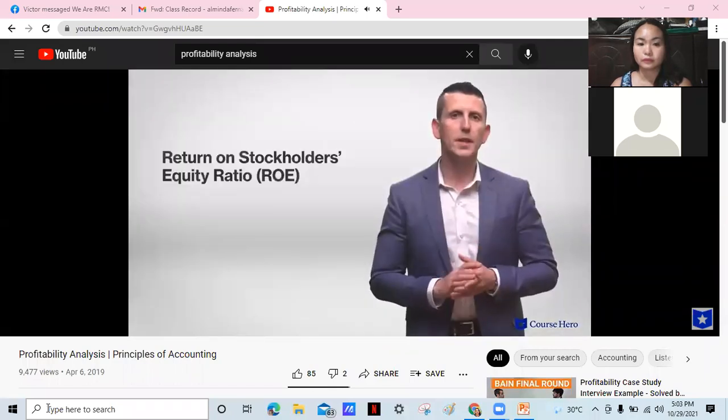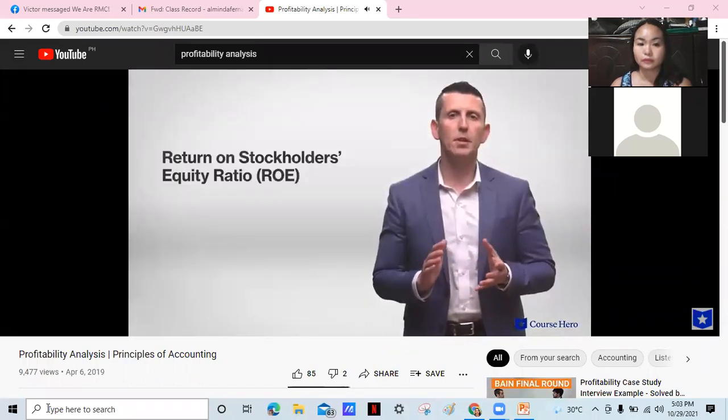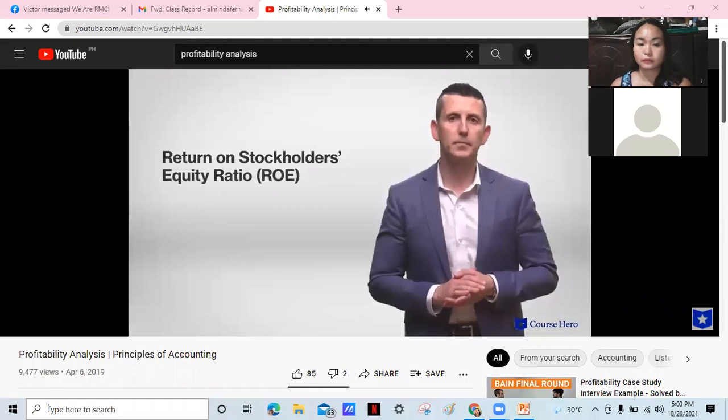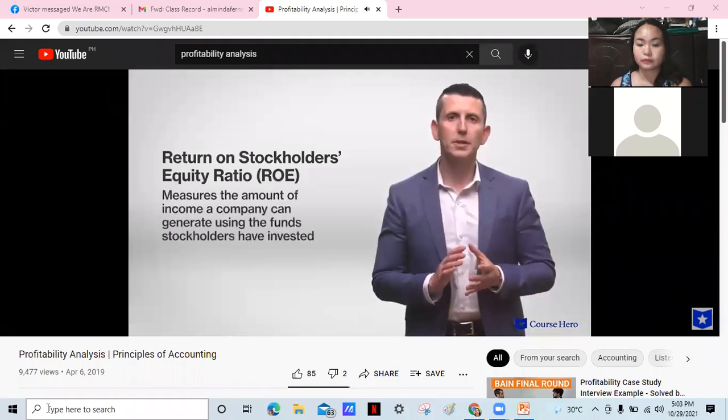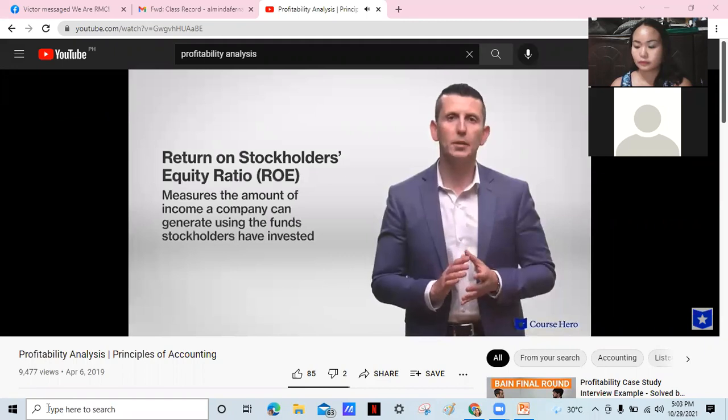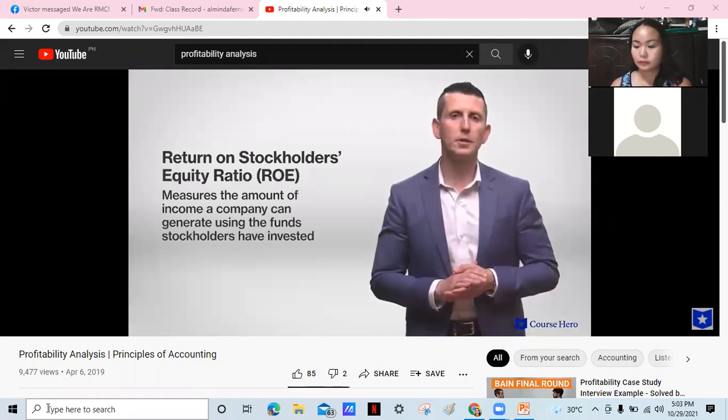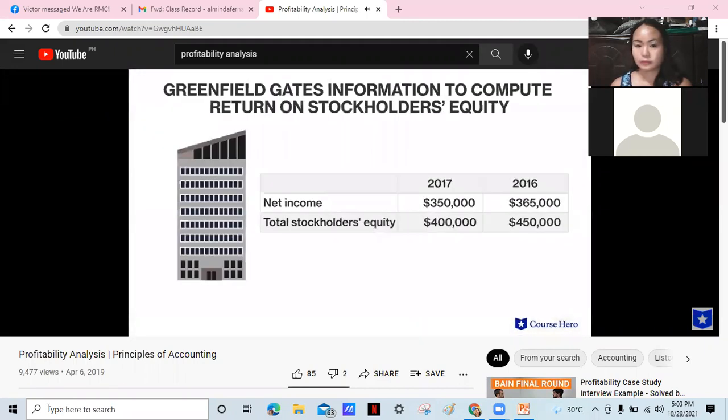Return on stockholders' equity, or simply return on equity, is also referred to as ROE. This ratio measures the amount of income a company can generate using the funds stockholders have invested. For example, Greenfield Gates Company has net income of $350,000 in 2017.